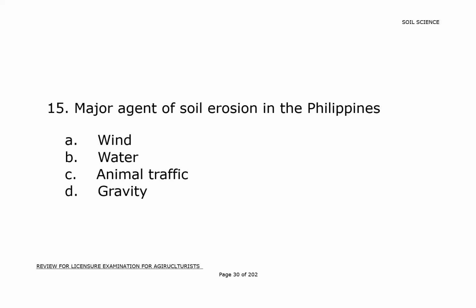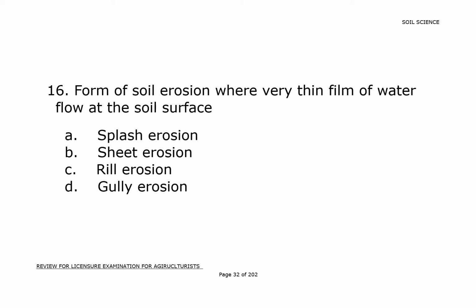Number 15. Major agent of soil erosion in the Philippines. A. Wind, B. Water, C. Animal traffic, or D. Gravity. The answer is water.